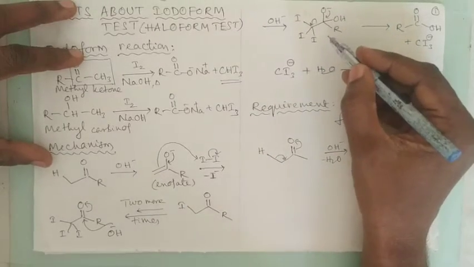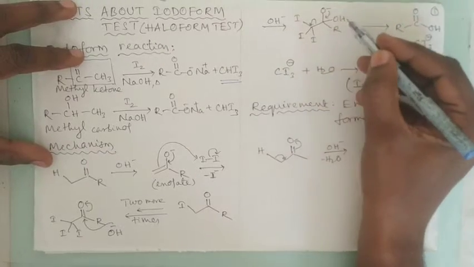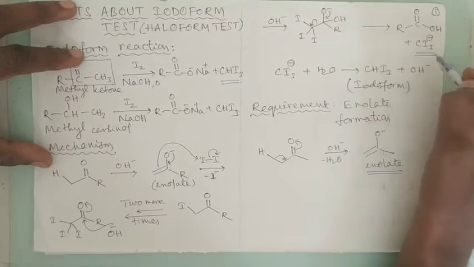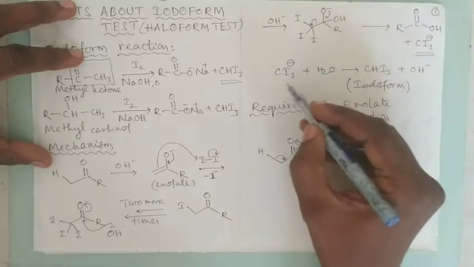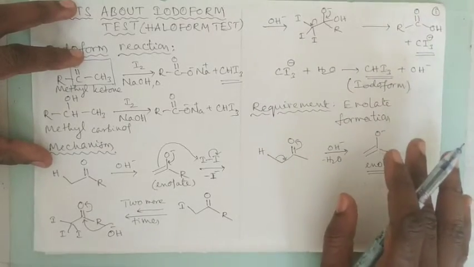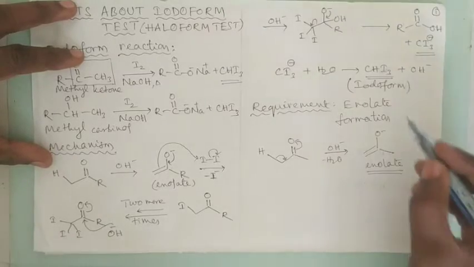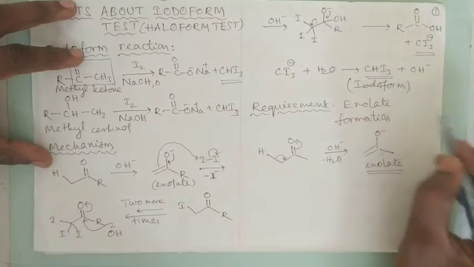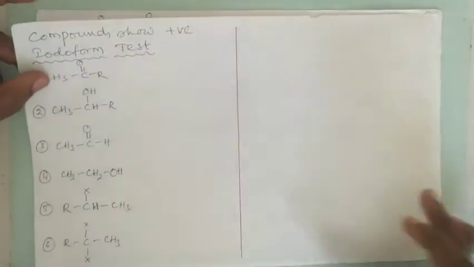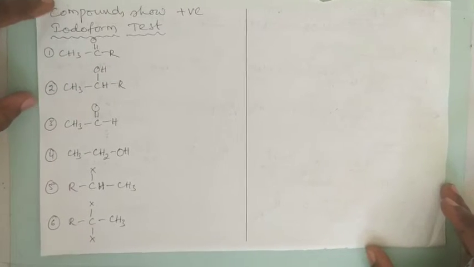Then again there is a nucleophilic attack on the carbonyl carbon and CI3 minus is removed as a leaving group. Now this CI3 minus reacts with water to form iodoform. So this is the mechanism of the iodoform reaction. As I told you, remember the requirement is enolate formation. Now let us find out which compounds will show a positive iodoform test and why.